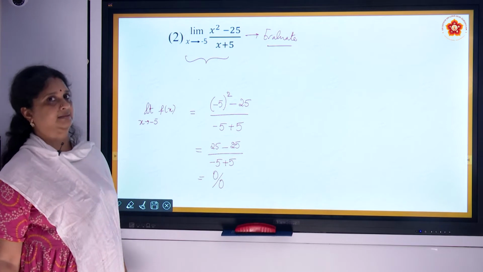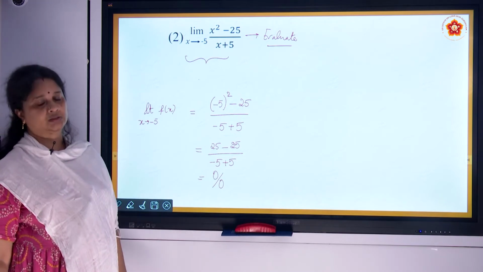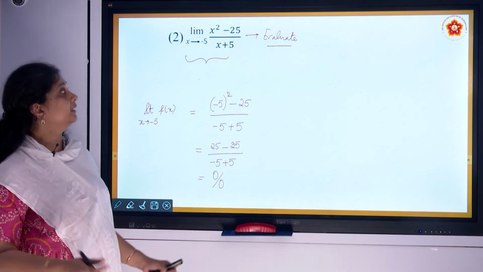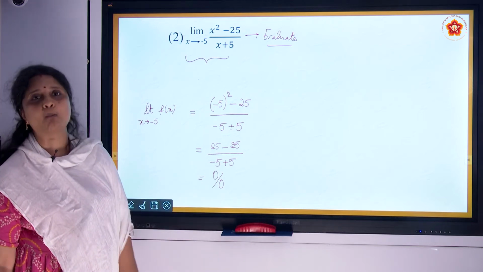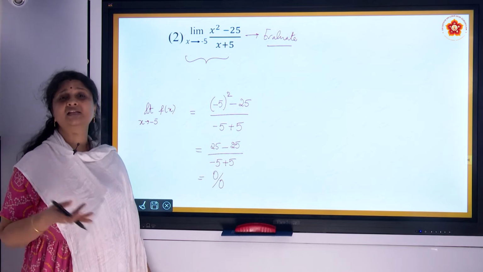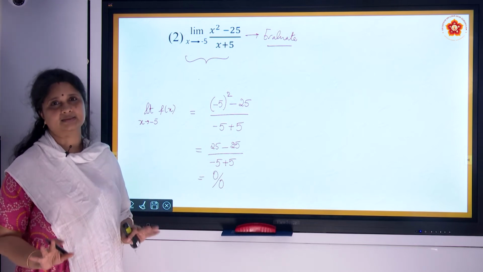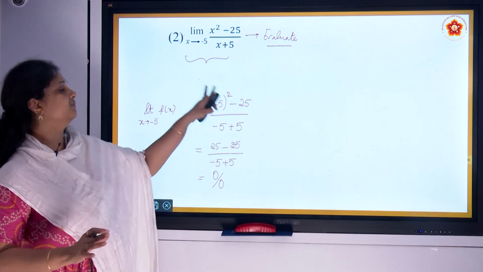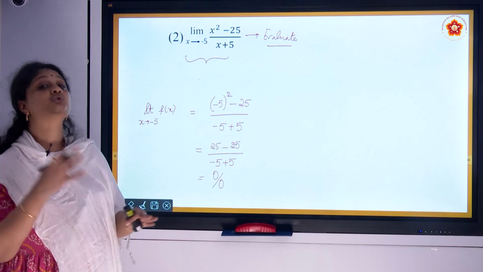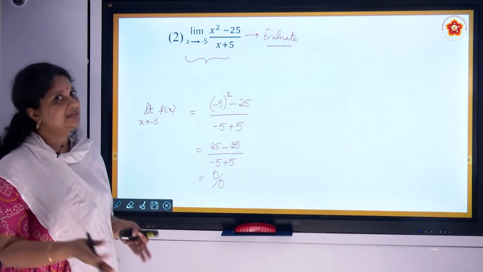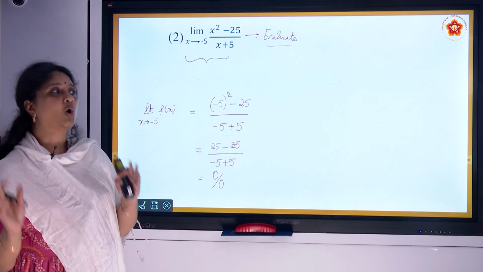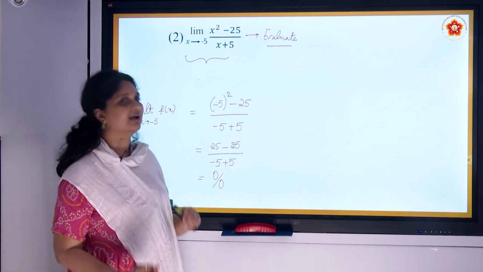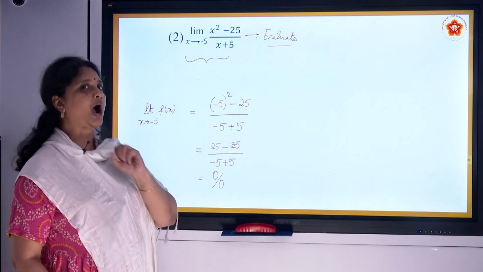So, again, I'm stuck. If I get a 0 by 0, it's very clear that I'm unable to determine what's happening to the function. This is an indeterminate form. So, again, should I do the left hand and the right hand limits? It's a little complicated, right? So, since they say evaluate, they don't ask you to check whether the limit exists. So, it means that the limit exists, okay? So, now there is another way of evaluating it. Let's see how to do it.